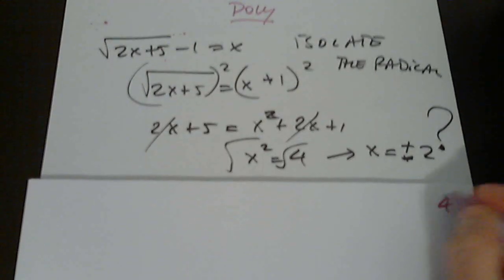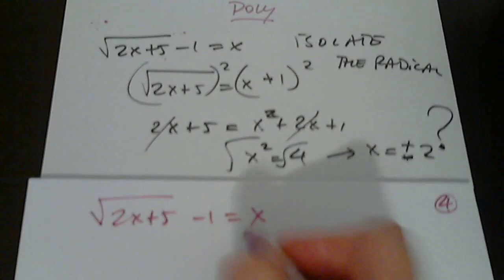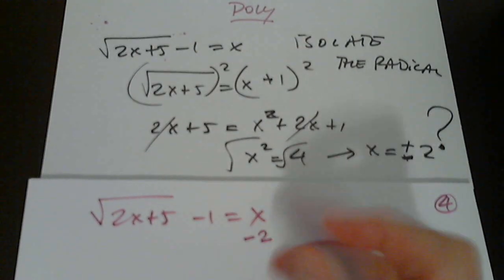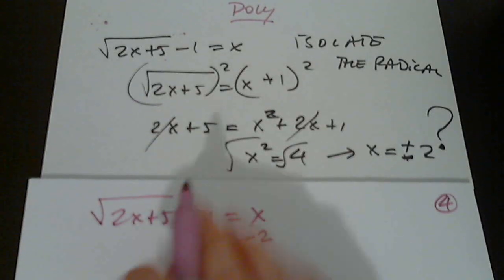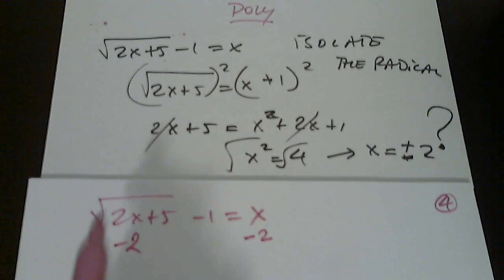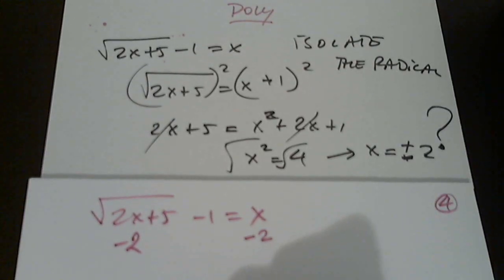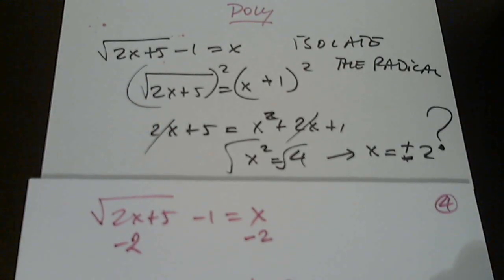So here's how I do it. I copy the problem. If I put here negative 2, I cannot draw conclusions immediately because I have a negative 1, who knows, whatever. So I'm going to check. 2 times negative 2 is negative 4, plus 5 is 1. The square root of 1 is 1, but 1 minus 1 does not equal negative 2.